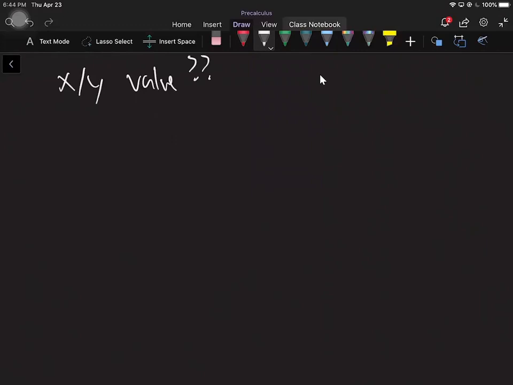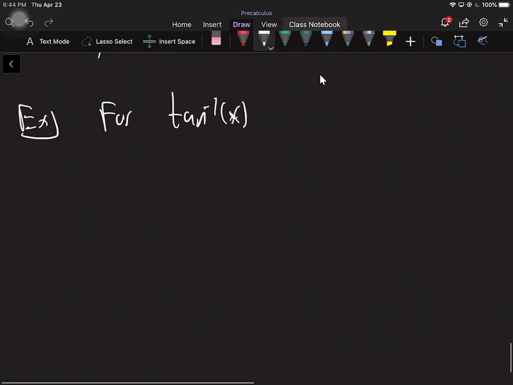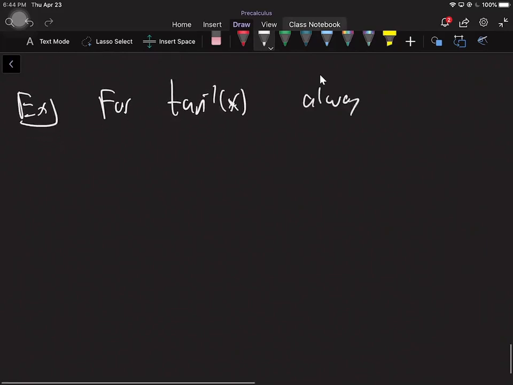And then the next one is tangent. So for tangent inverse, I'll just skip a bit and just tell you that we're always going to pick the same way we do for sine. So we're always going to pick the angle on the right side.